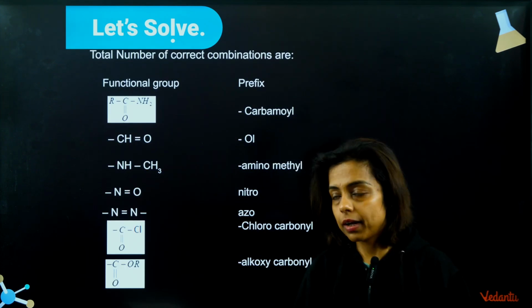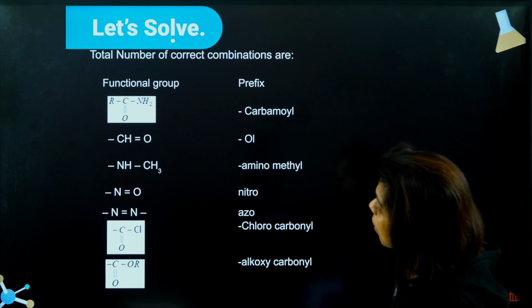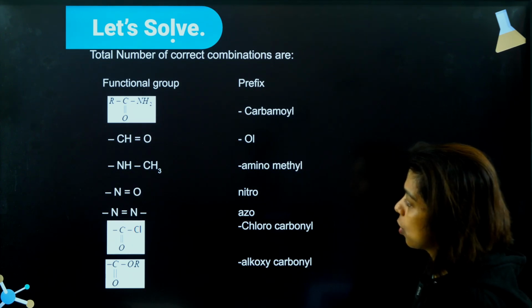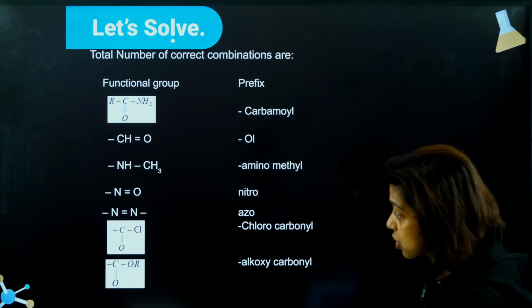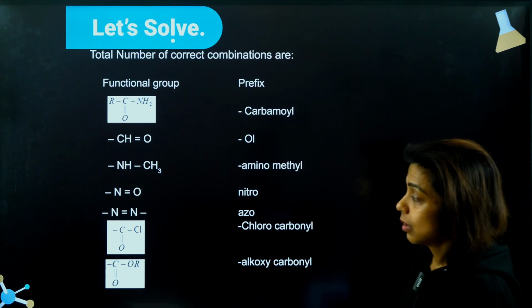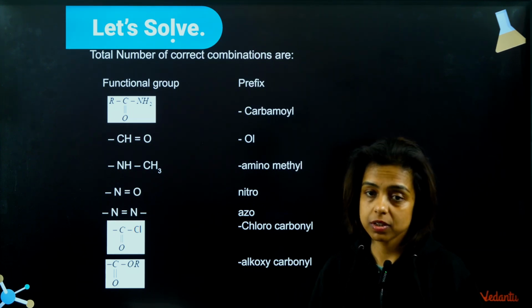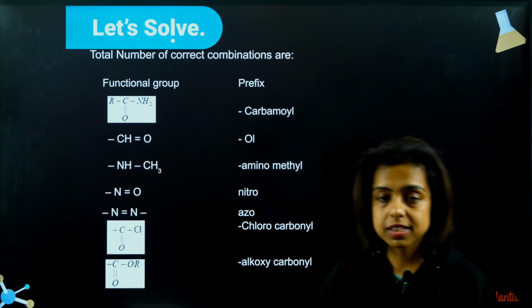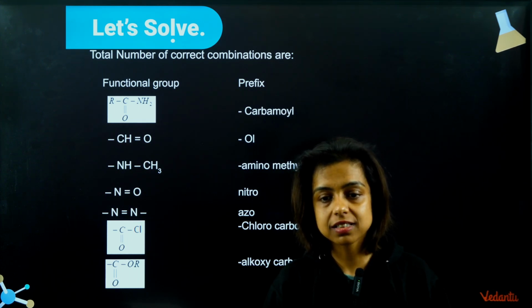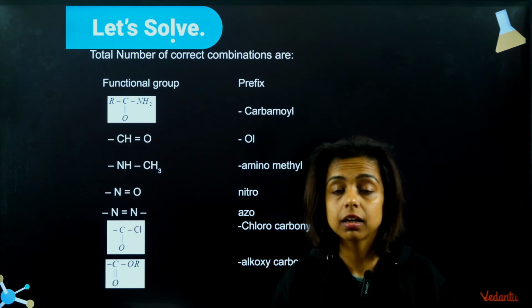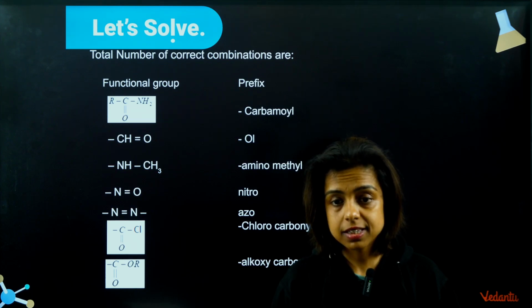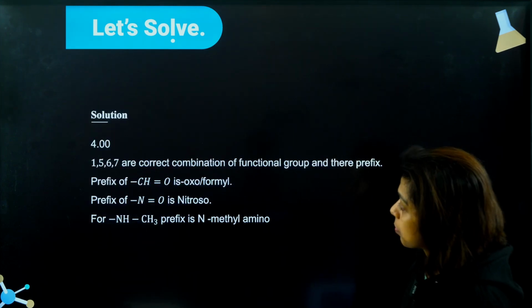Right? Okay. Now the question is total number of correct combinations. So you are supposed to check the correct combinations here. Yes? Correct combinations here. Prefix is given and the functional group is given. So when the prefix is given and functional group is given, which is written as the correct prefix? They are asking the correct prefix. Yes? Okay, guys.